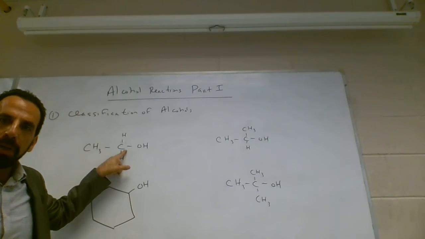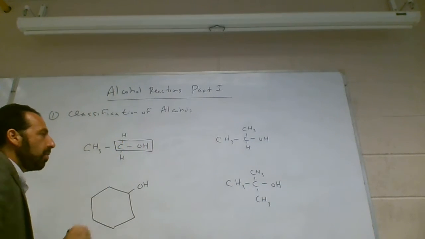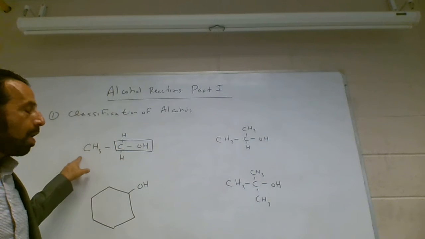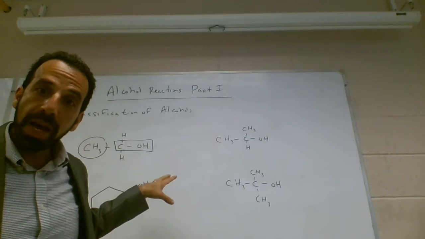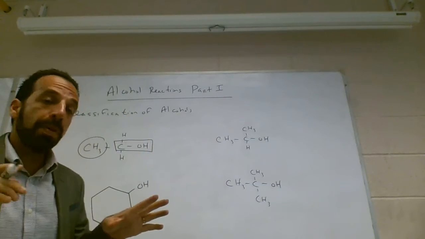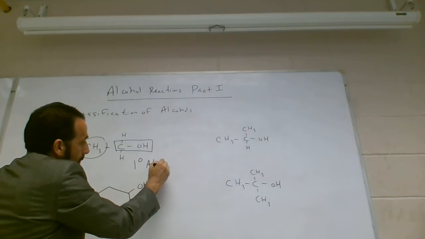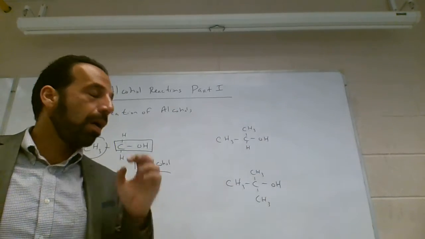I'm looking at this carbon right here, the one bonded to the OH. That's the key. This carbon is bonded to one other carbon. It's bonded with two other hydrogens and one other carbon. When that happens, we call it a primary alcohol. So we use that one notch to mean it's a primary alcohol.